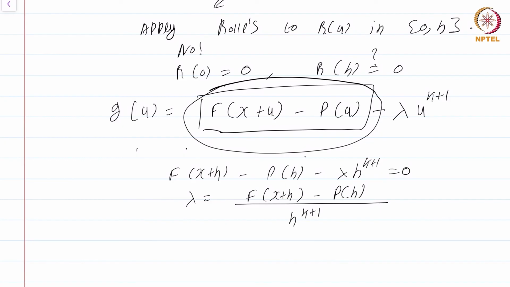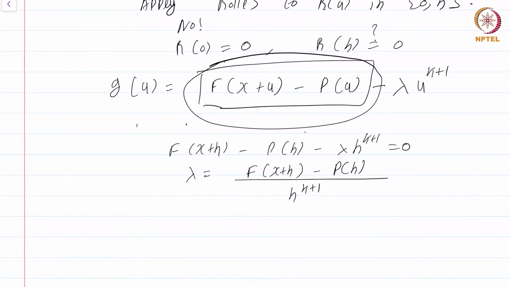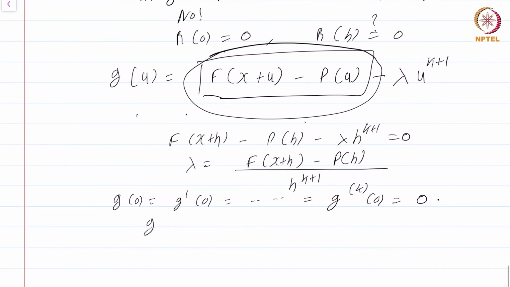Now it really doesn't matter what exactly lambda is. I'm just telling you that there is a lambda that will make Rolle's theorem applicable to the function g. Now observe the way we have done it. g of 0 equals g prime of 0 equals dot dot dot equals g to the k of 0 equals 0. We know this, and we also know that g of h is 0. That's all we know.